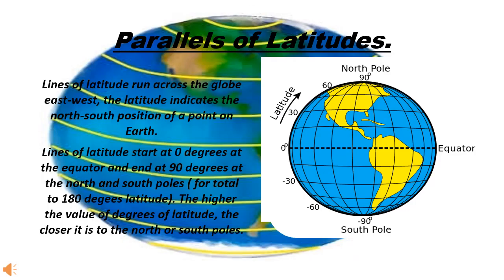Parallels of latitudes. Lines of latitude run across the globe east-west. The latitude indicates the north-south position of a point on Earth. Lines of latitude start at 0 degrees at the equator and end at 90 degrees at the north and south poles for total to 180 degrees latitude. The higher the value of degree of latitude, the closer it is to the north or south poles.